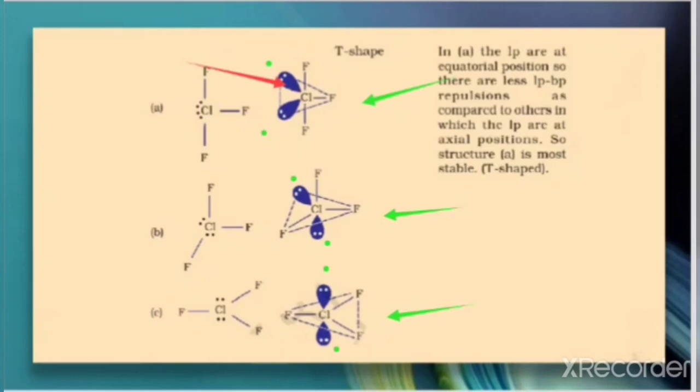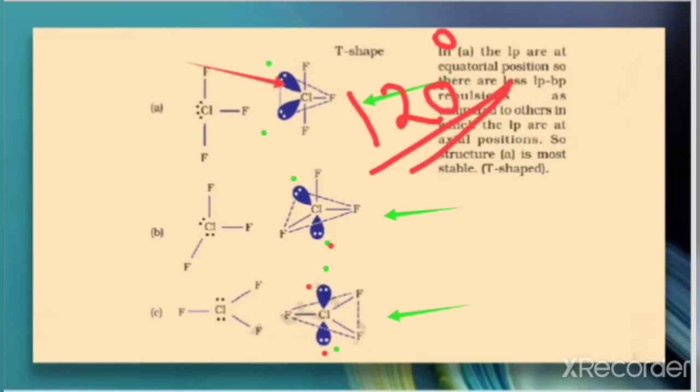Because in this structure the lone pairs are occupying the equatorial position, where they occupy an angle of 120 degrees. But here one of the lone pairs is occupying a 90 degree angle, and here both are occupying a 90 degree angle. So where is the maximum angle? The maximum angle here is 120 degrees. So the maximum angle it occupies, the minimum will be the repulsion. So this is the most stable form of the structure of ClF3.